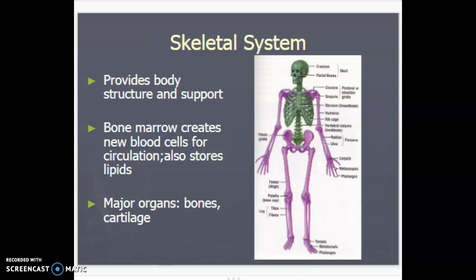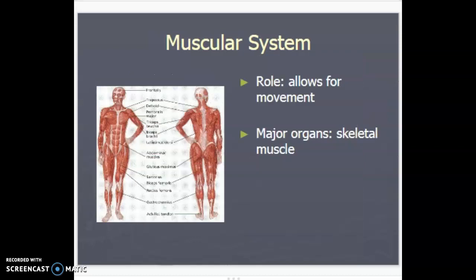So if you've ever heard of anybody getting a bone marrow transplant, the reason is because usually there's a problem with their blood cells, such as leukemia, where you're making too many immature white blood cells. So that's why they go ahead and do a bone marrow transplant and hopefully get you new bone marrow that will make those correctly. Major organs would be the bones, but also includes the cartilage at the ends of your bones. Helps provide the lubrication.